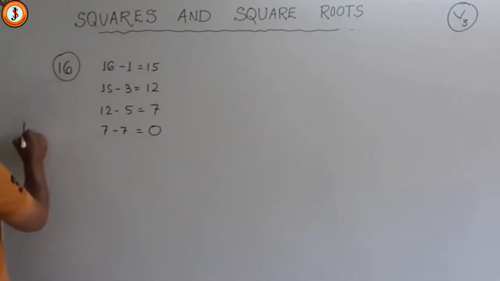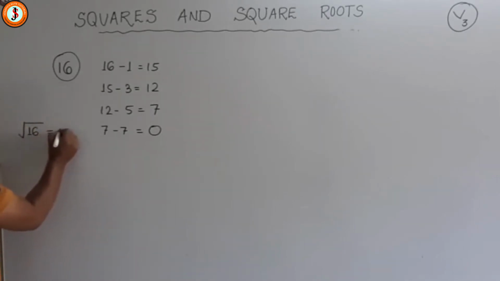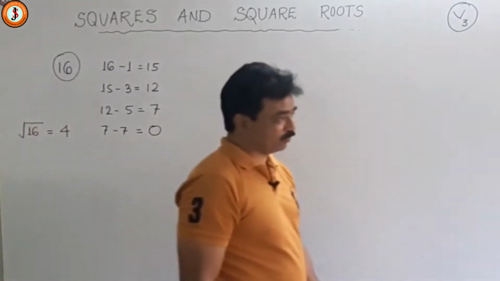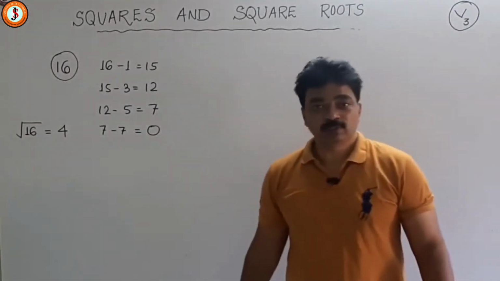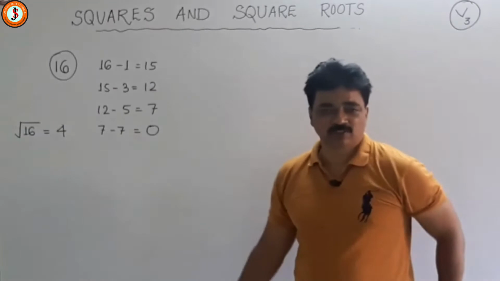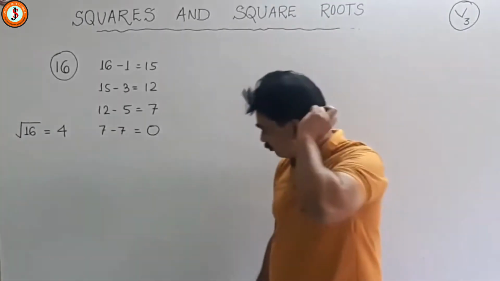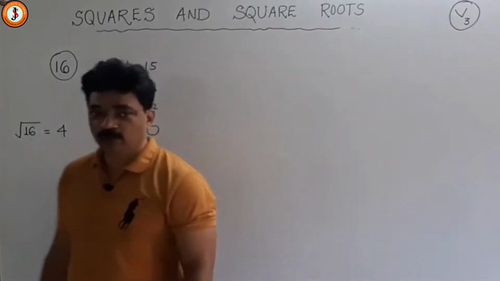So if you have to find the square root, you give this radical sign, and how many times did we subtract? 4 times. So this is the square root, found by repeated subtraction. I think it is very clear in the first shot. You should be able to do this. But anyway, one more example.